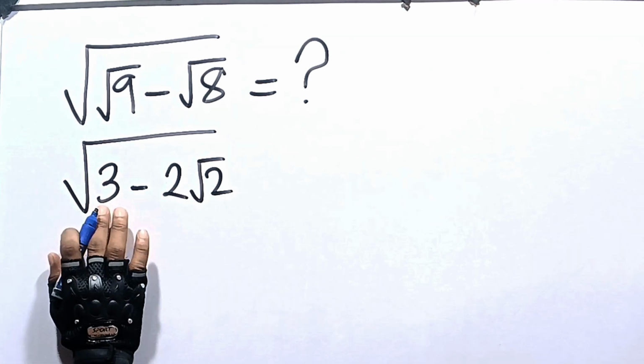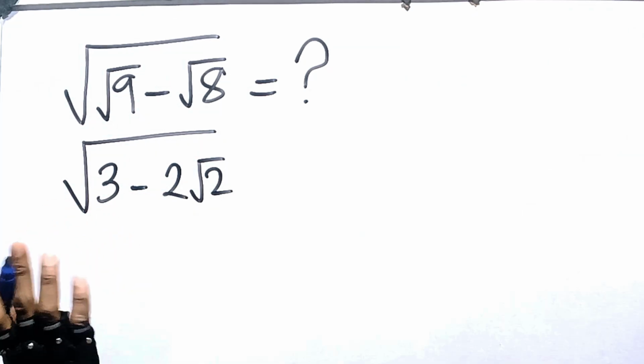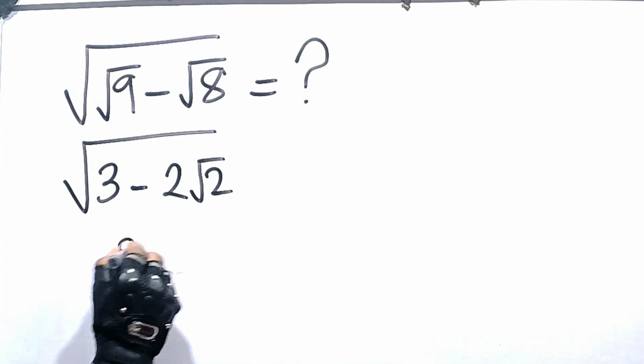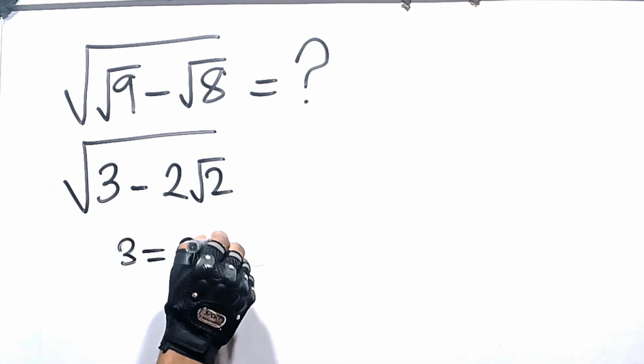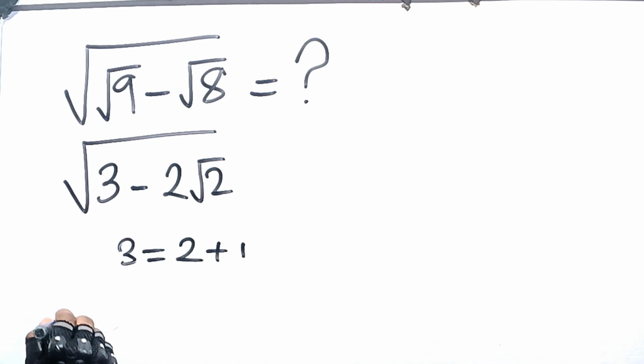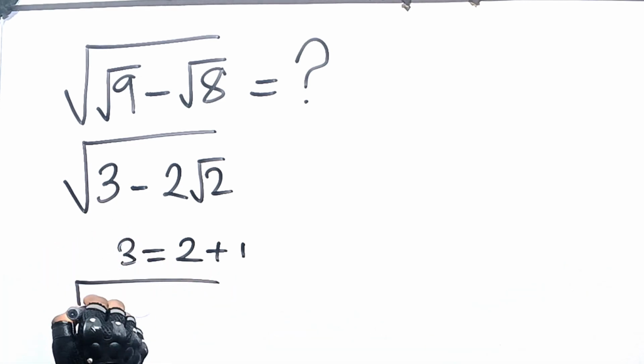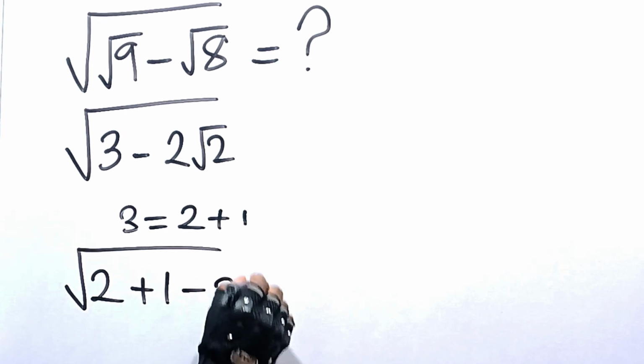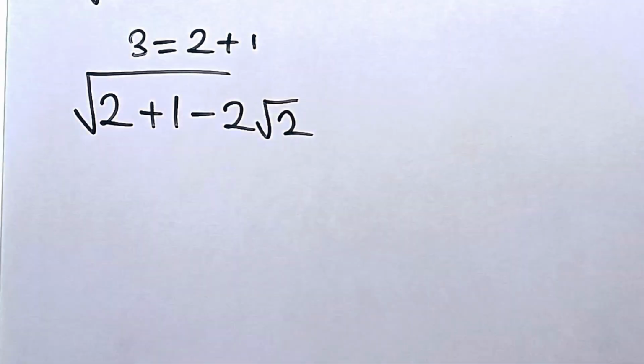Now how can we make 3 look like 2? That's the first question you ask yourself. How can you make 3 look like 2? Now you can agree with me that 3 is equal to 2 plus 1. Alright? So we can say that this is equal to the square root of 2 plus 1 minus 2 root 2. Okay? Now let me do something again.